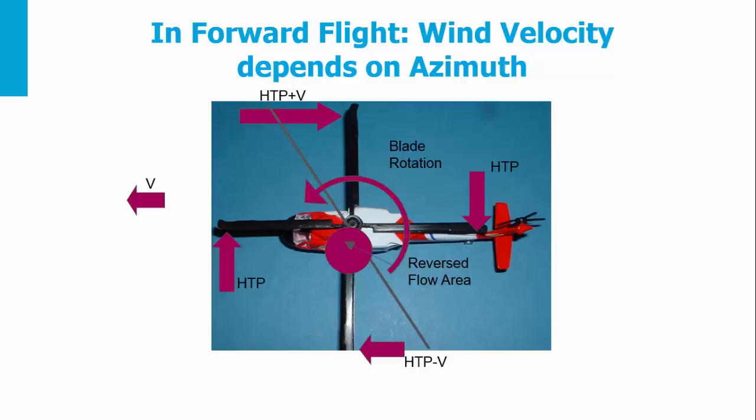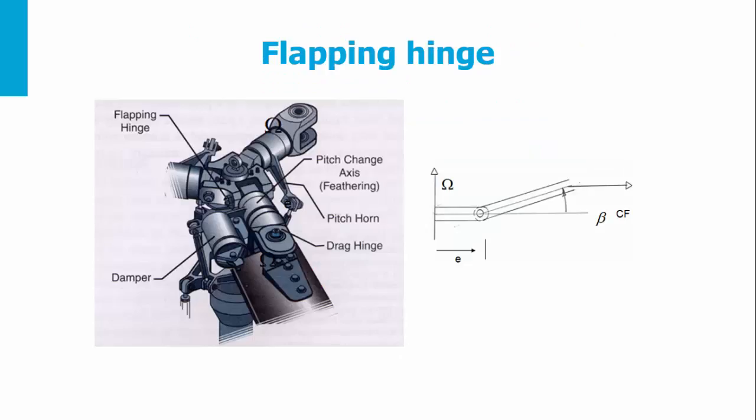That was observed by Cierva. In order to cope with that, the flapping hinge was introduced. In this way, the blade has the freedom to move up and down, and this inequality of velocity distribution will disappear and will be replaced by an equality in lift.